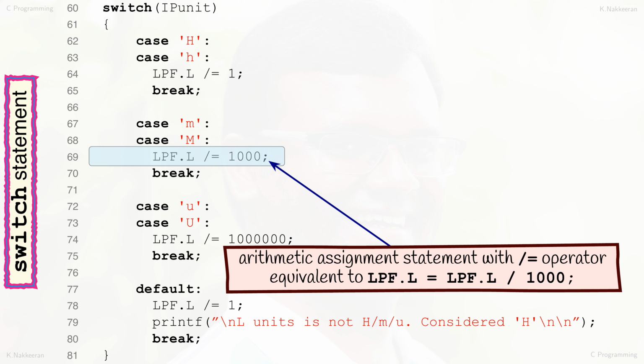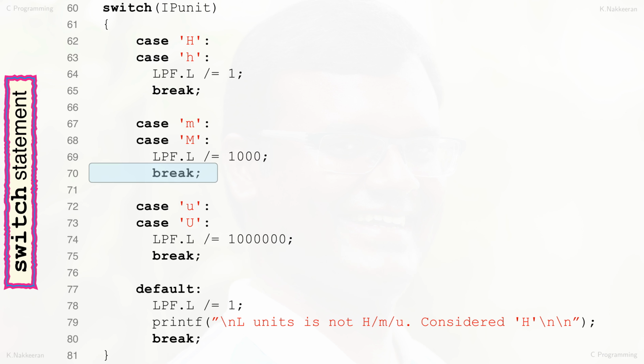This rescaling of the LPF.L value is carried out for the case of either lowercase m or uppercase m as the IP unit character that represents the unit's millihenry for the inductance. Dividing by 1000 will convert the value of LPF.L from millihenry to henry. The break statement in line 70 represents the end of the body of this case, and the program controller should go to line 82, that is just after the end of the entire switch statement.